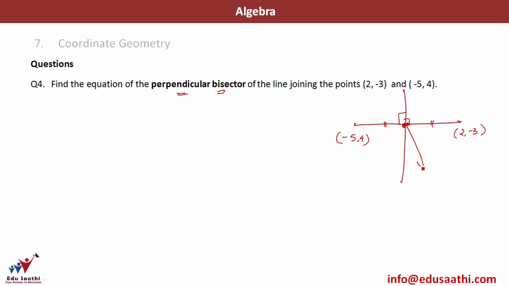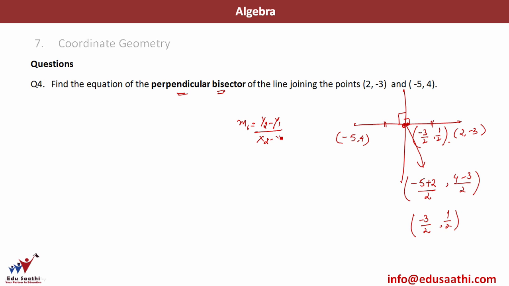If I remember the midpoint theorem, it will be the midpoint of the x coordinates and the midpoint of the y coordinates. So this point is given by (-3/2, 1/2). Now if I look at the slope of this line, slope will be given by (y2 minus y1) over (x2 minus x1), which will be 4 minus -3, which is 4 plus 3, over -5 minus 2, which is -7. So the slope of this line is -1.